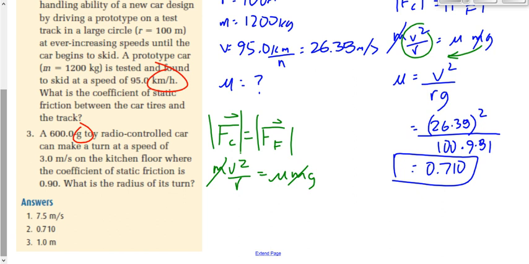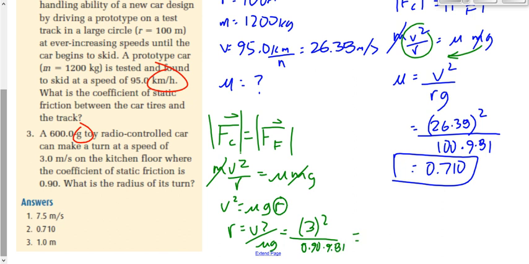Get it to the top, multiply by r. So we're going to say v squared is equal to mu times g times r. Solving for r, how do you get rid of the mu and the g? Divide them, yep. Take them down one at a time. Or you can take them down both at the same time. We can say r is equal to v squared over mu times g. V is 3 meters per second. Square that. Mu is 0.90 times 9.81. So v squared over mu times g, we do the math there and we should get 1.0 meters.